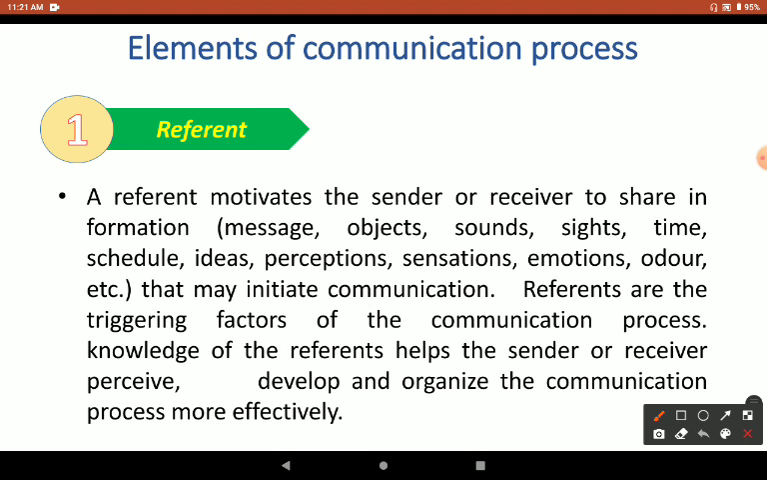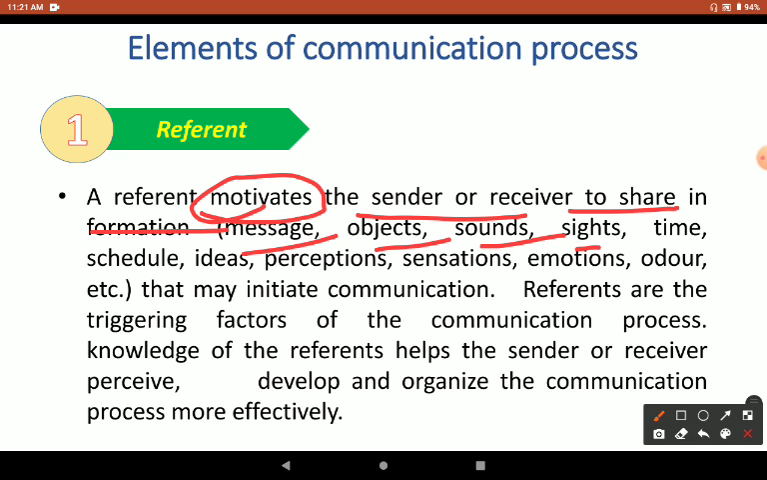Referent motivates, as we have already seen, it is the stimulus. It motivates the sender or receiver to share information, which can be a message, object, sound, sights, time, schedule, ideas, perceptions, sensations, emotions, odor, etc. So that may initiate communication. All these things in the bracket are the stimulus or the referent.